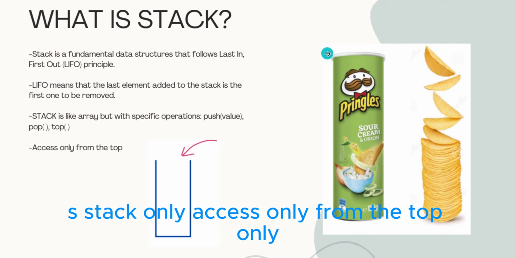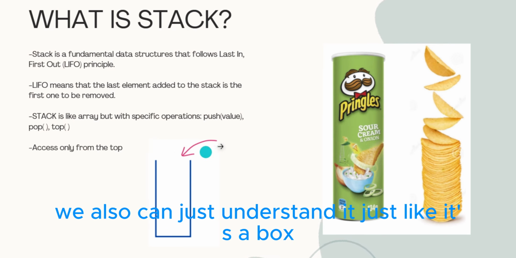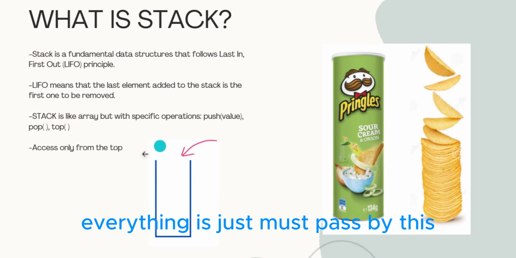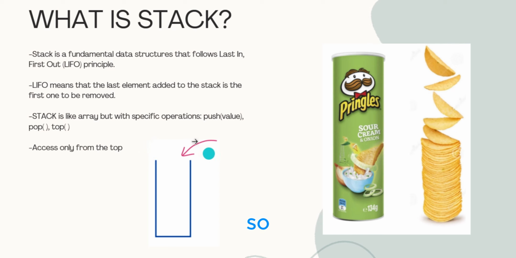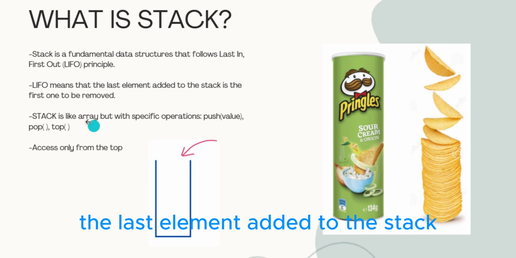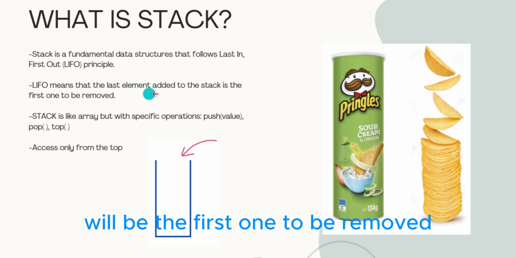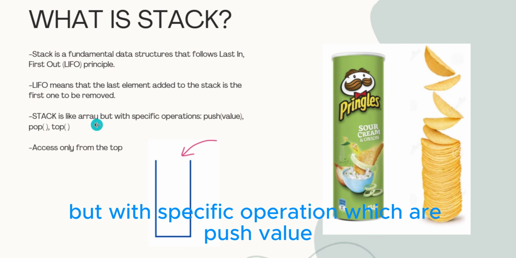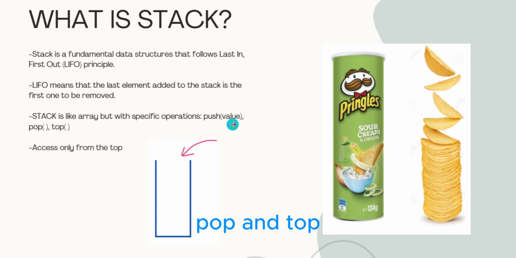As a stack is only accessed from the top, we can also understand it like a box with only one entry or one opening. Everything must pass through this. So the last element added to the stack will be the first one to be removed. A stack is just like an array, but with specific operations which are push value, pop, and top.